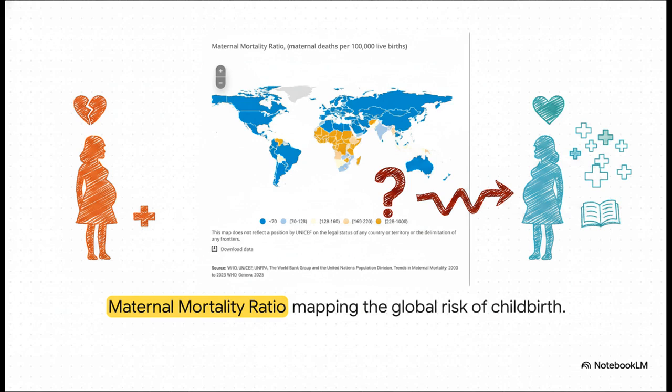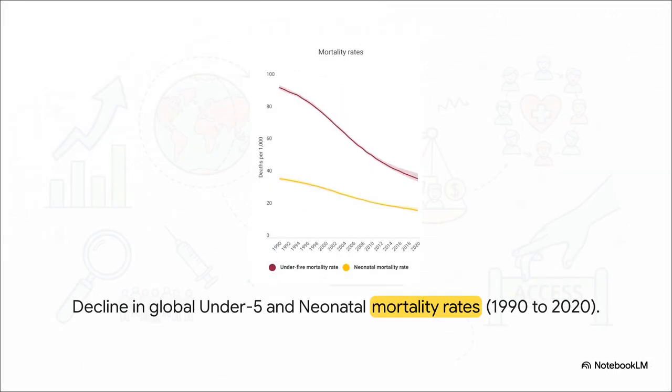When we look at maternal mortality, which tracks deaths from pregnancy or childbirth complications, the disparity is jarring. A woman in a low-income country faces a staggering 1 in 45 lifetime risk of dying from maternal causes. Compare that to 1 in 5,500 in a high-income nation. That is a massive divide, and it's driven largely by a lack of basic interventions like antenatal care and skilled birth attendants.